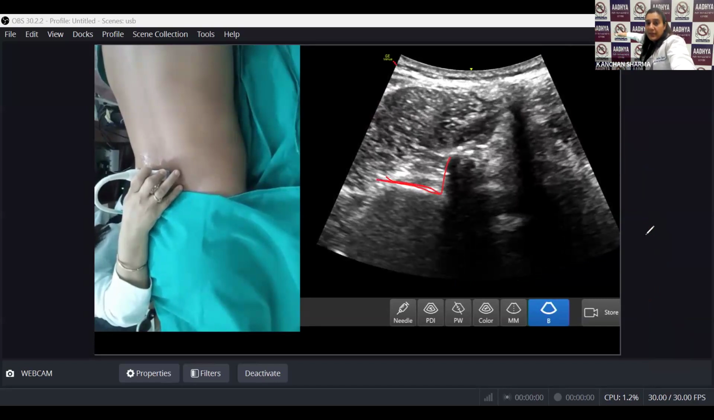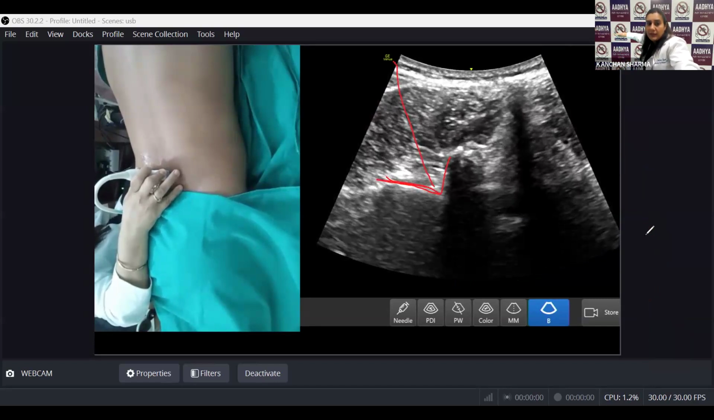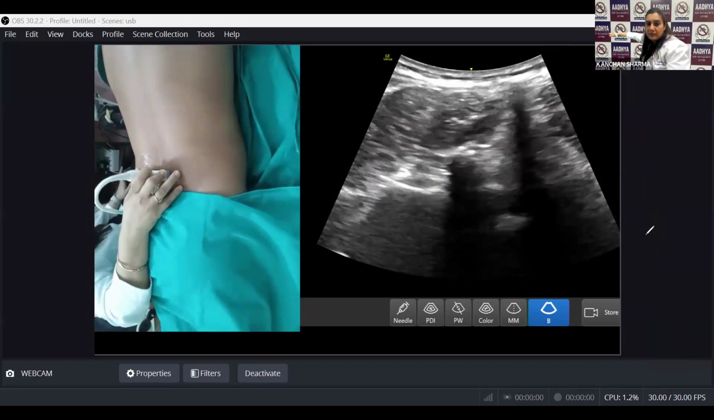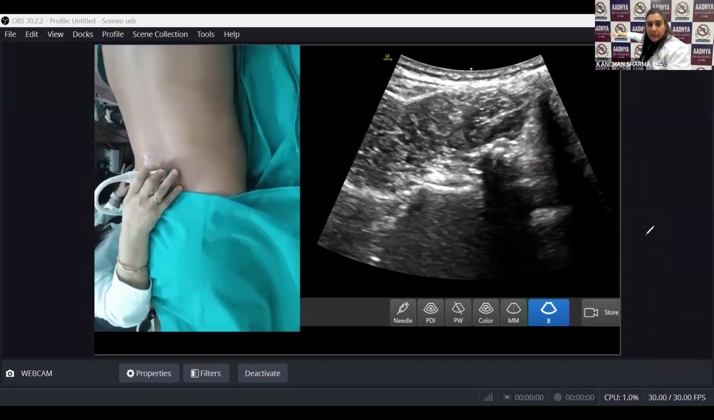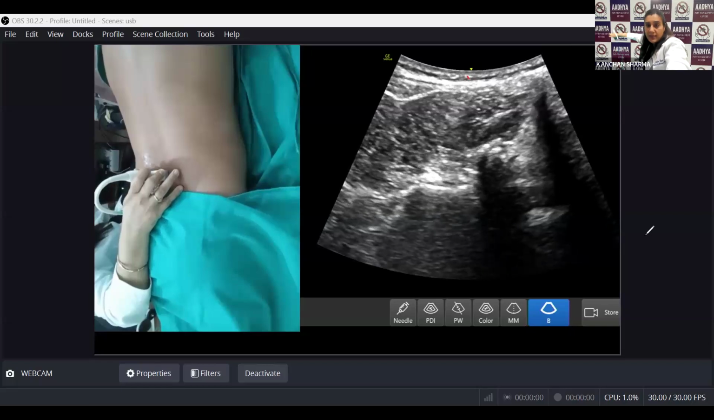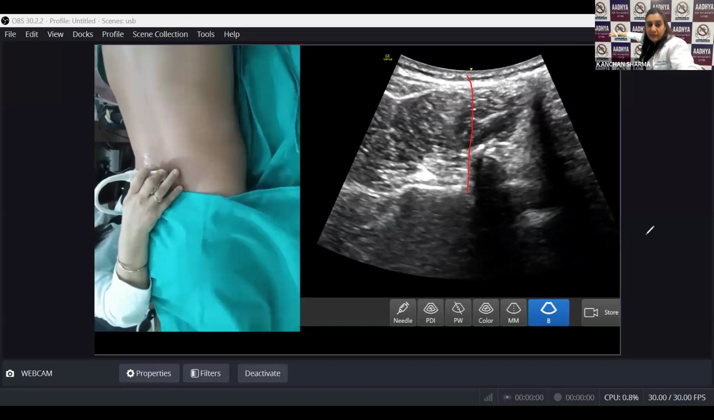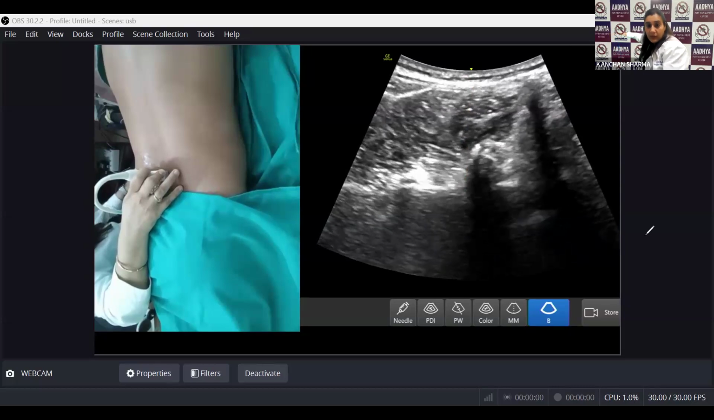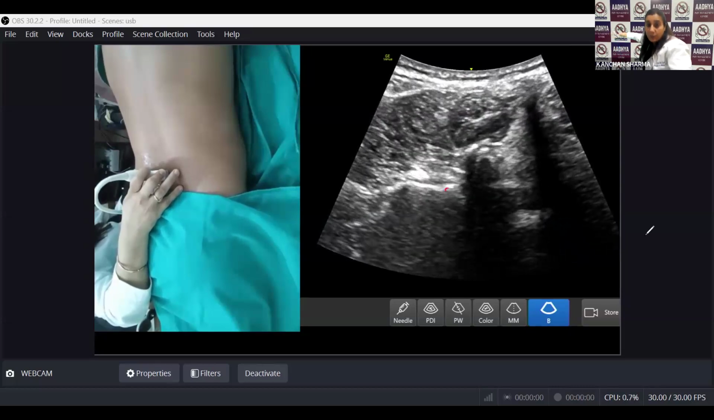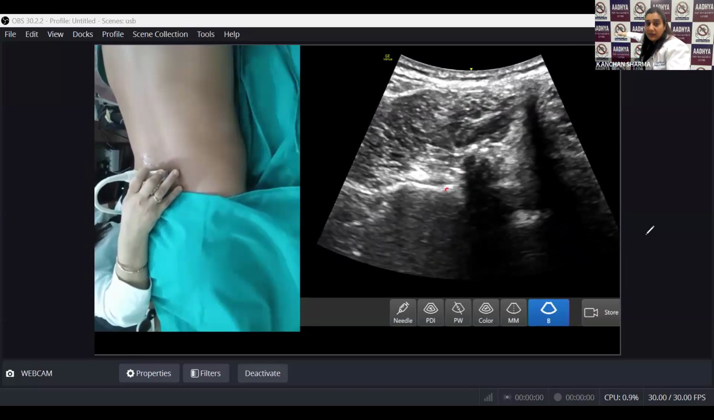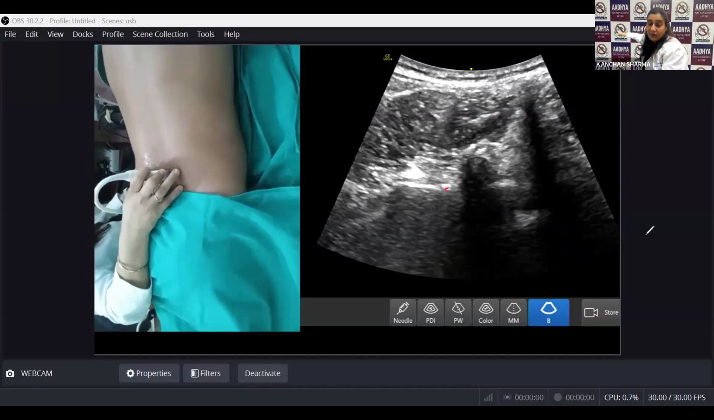Fine. I'll bring my needle from here, or you can tilt it even to this side, so that you have a good view of your needle. I keep it in the center from here like this. Once your needle is hitting this bone, make sure it is the bone. Don't go deeper, otherwise you will be inside the vertebral column, just going inside the intervertebral foramen.